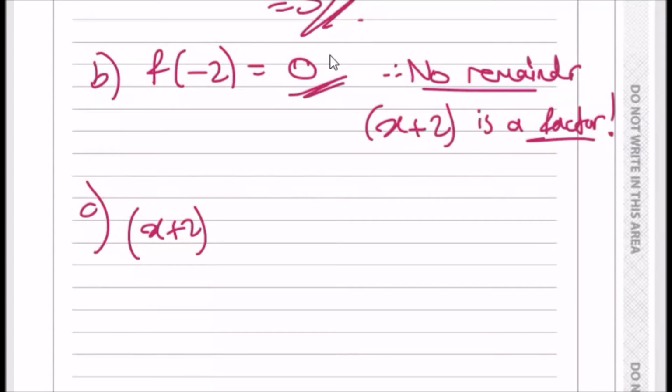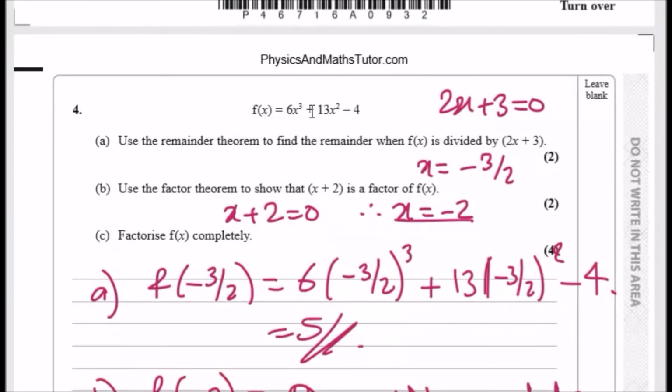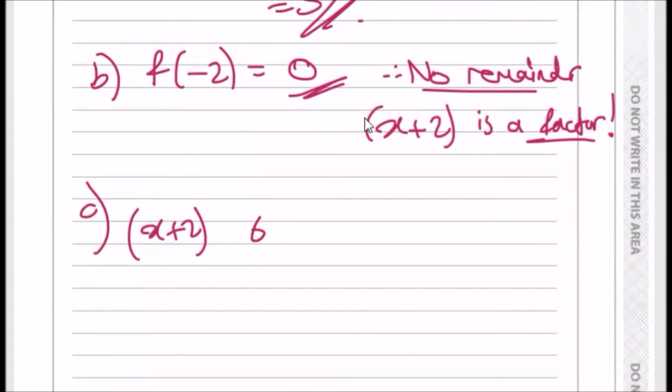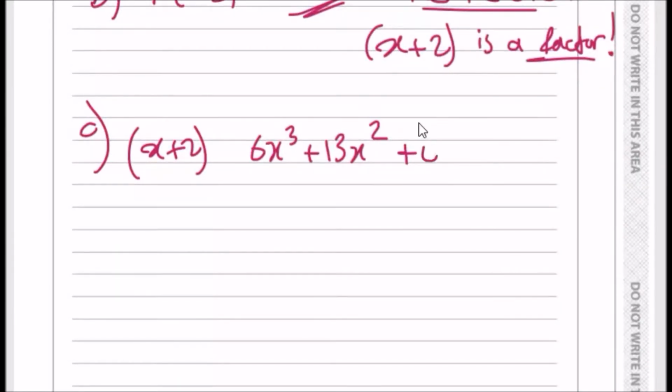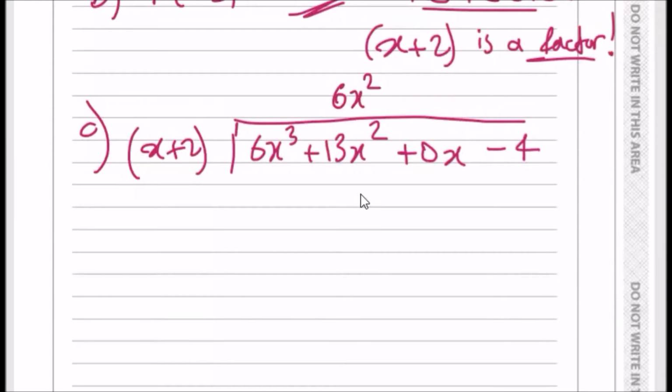So we go x plus 2 into the entire term, which is 6x cubed plus 13x squared minus 4. Notice that there's no x term, so we just say plus 0x, just to occupy the space here. Alright, that's it. Now, to begin, always ask yourself, how many times does x fit into 6x cubed? Well, this fits in exactly 6x squared times. Another way to think of it is just divide the terms, and you should get 6x squared.